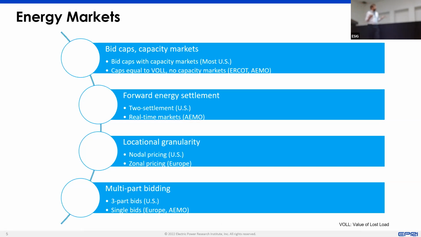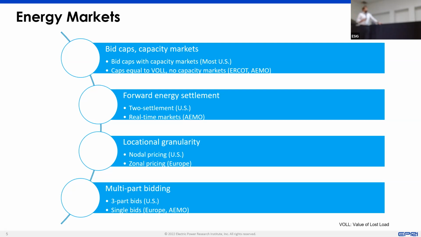So energy markets. Energy markets have bid caps, and in those regions that have capacity markets, they are typically substantially lower than what the value of lost load would be considered by most. And of course, this is changing all the time, and we've seen some changes just recently too.